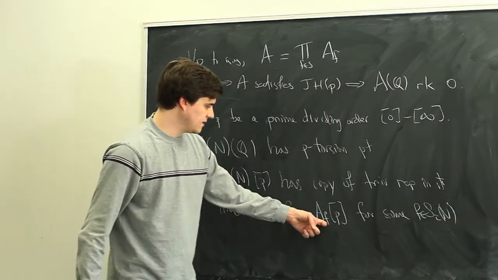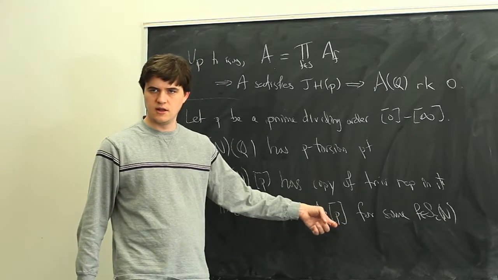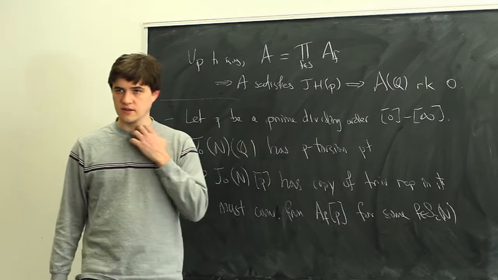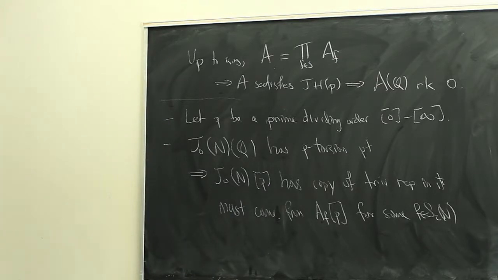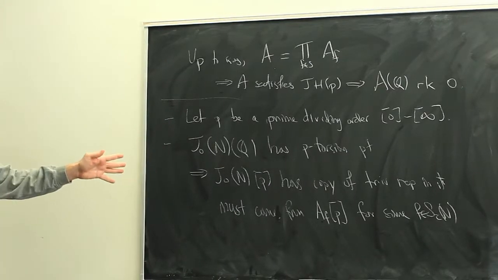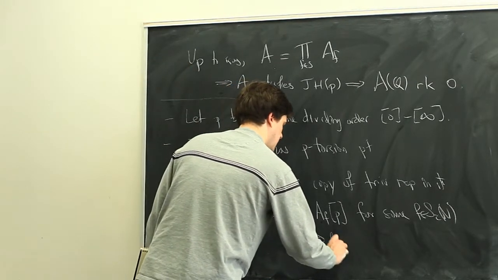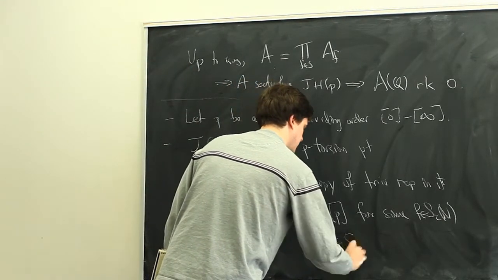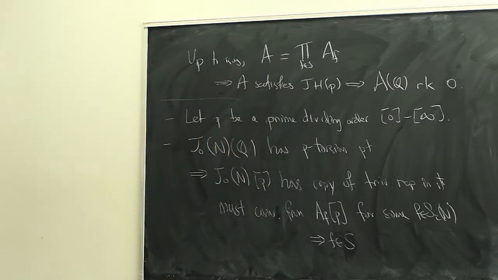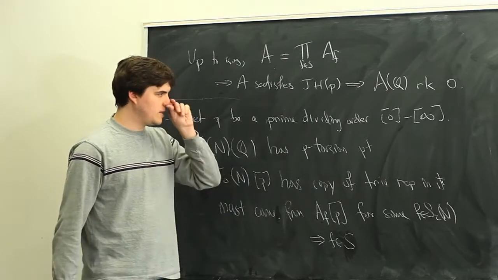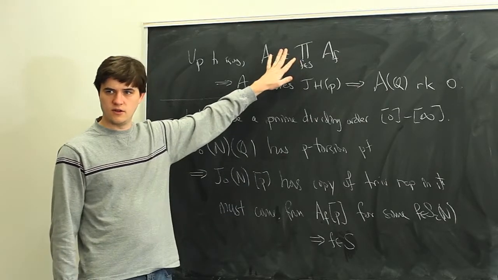And so for such a thing, this is an elliptic curve, and I'm telling you that its P torsion has a trivial Galois representation in it. We know that its determinant is the cyclotomic character by the Weil pairing, and so this F must actually satisfy JHP. So this implies that F is in S. Okay, so we can actually find a P for which this quotient we're making is non-trivial.